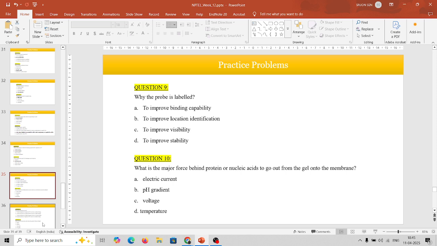Why is the probe labeled? So why does the probe have to be labeled? To improve binding capability. That is not right, because there has to be a specific binding. So depending on the specificity, the binding will happen.